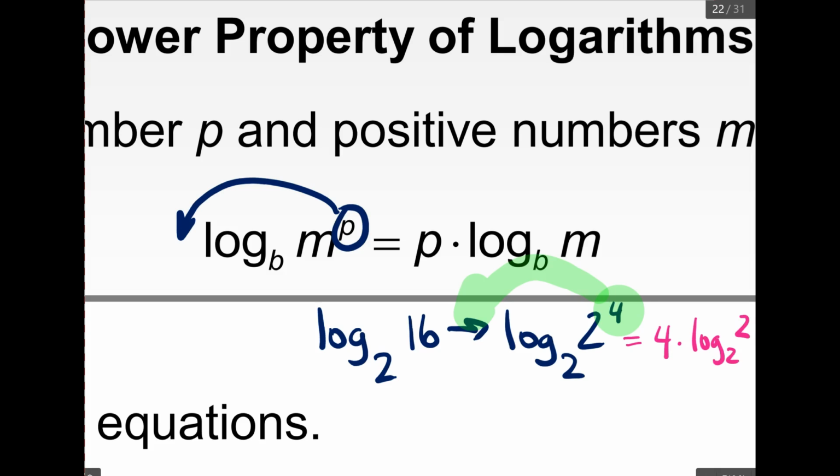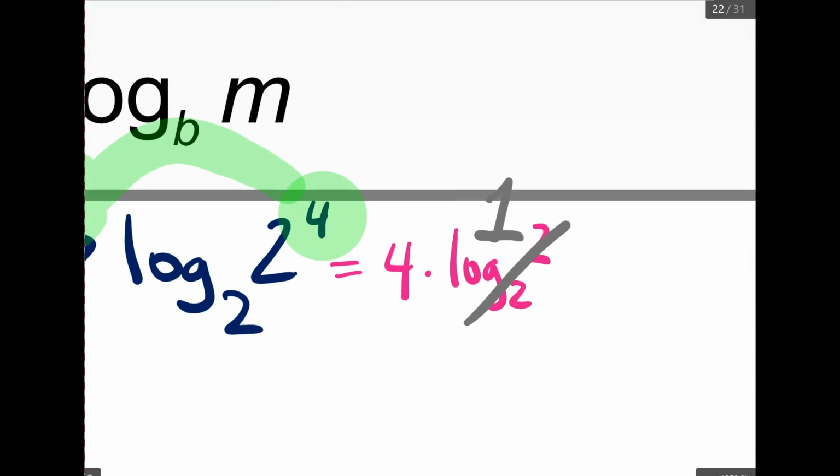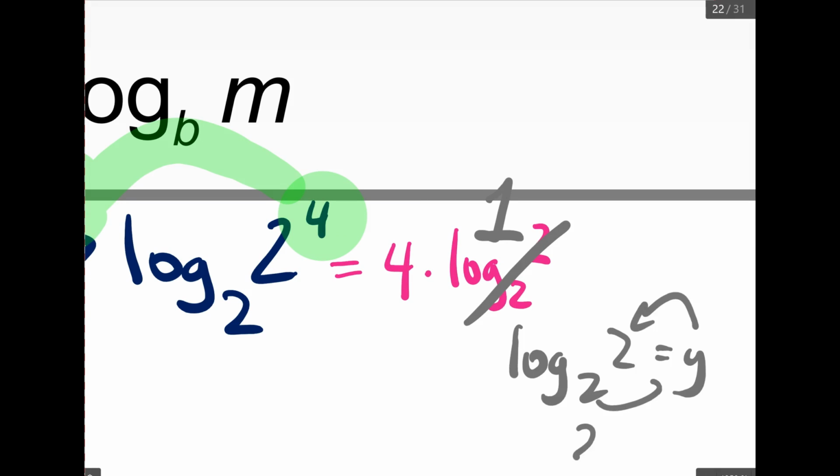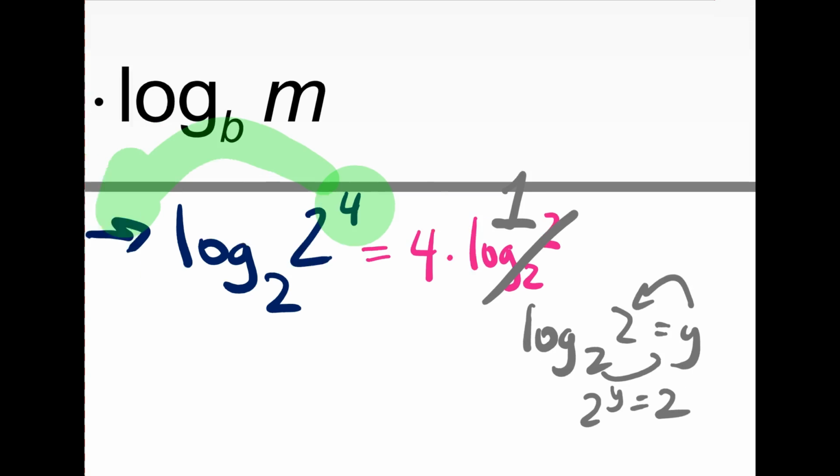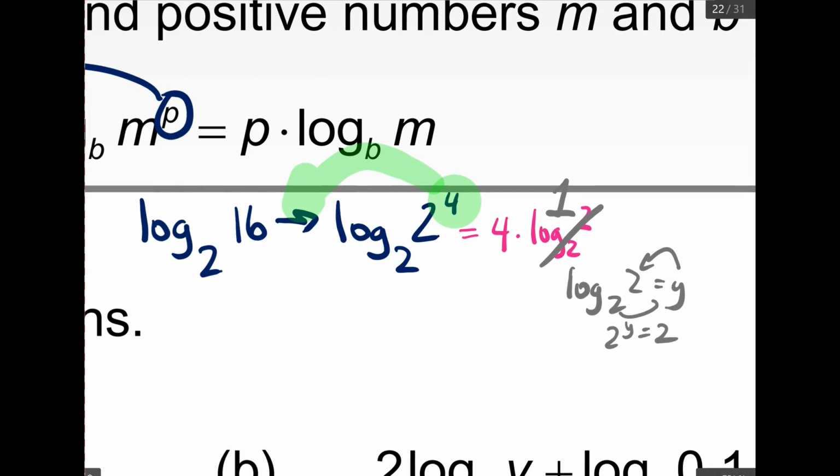What's log base 2 of 2? Went through this. It's 1. Log base 2 of 2 is 1. Went through this multiple times. If I set 2 to the y equals 2, that means y is just 1. So what's 4 times 1? 4. So 4 times 1 is just 4.